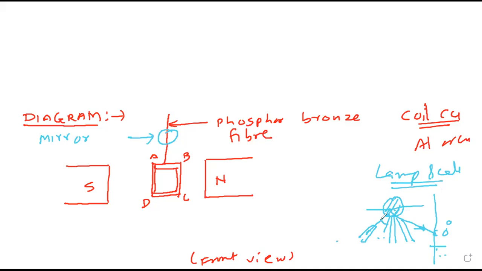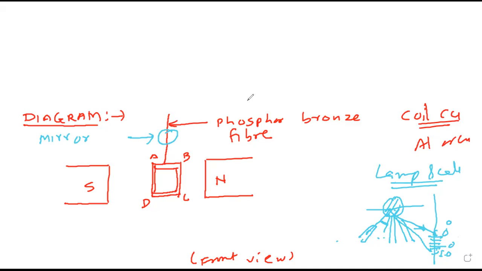So we rotate the mirror by 10. The reflected ray will move by 20, but while writing we will write 10. So the advantage is that it gets spread out. So there won't be much error, and easily we can note the reading. That is the mirror and lamp scale arrangement, not to be studied for this diagram or this theory. But you should know what the mirror and lamp scale arrangement is.